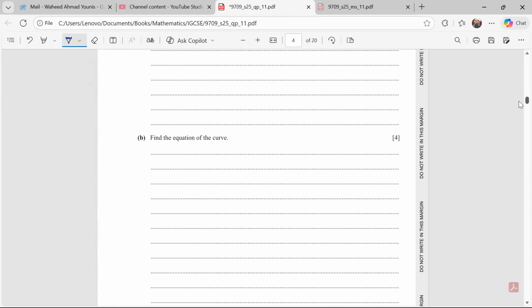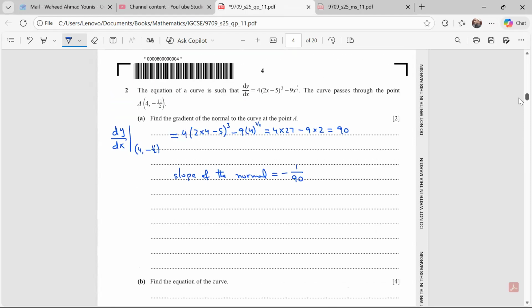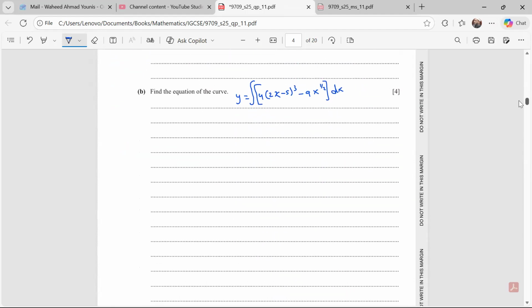Now the B part says find the equation of the curve. This is interesting. You see, the derivative is this thing. So from the derivative expression, I can write the following. y would be equal to the integral of 4(2x minus 5) power 3 minus 9x power half, the whole thing into dx. So this will give me the value of y. Okay, so let's integrate it.